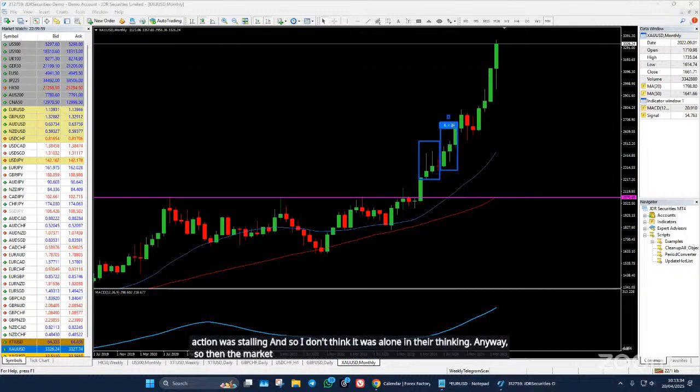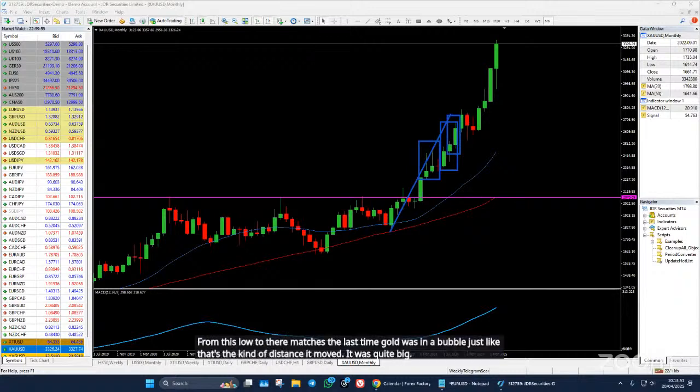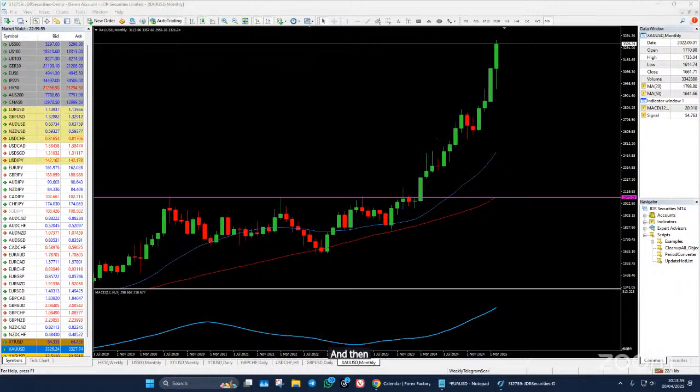I think it was around about here, around about that candle, I went, okay, we might be in a bit of a bubble. The only reason I said that was because the move from this low to there matches the last time gold was in a bubble. That's the kind of distance it moved. It was quite big. And then I said, look, if it is a bubble, it's just going to keep going.